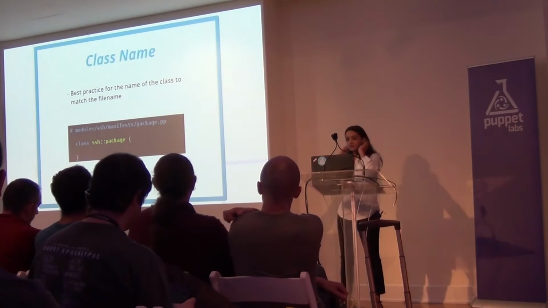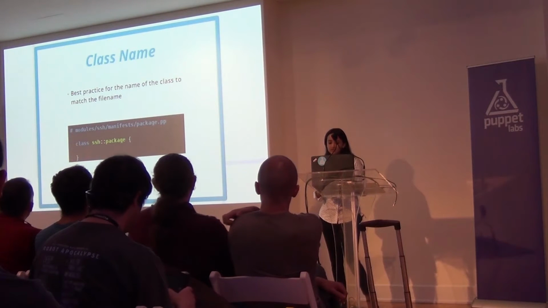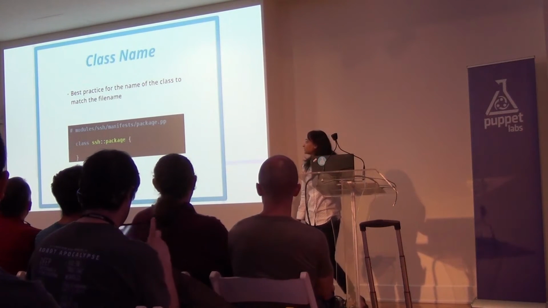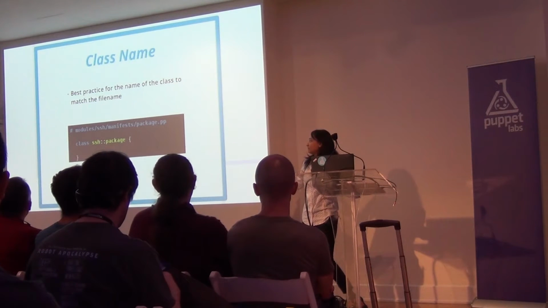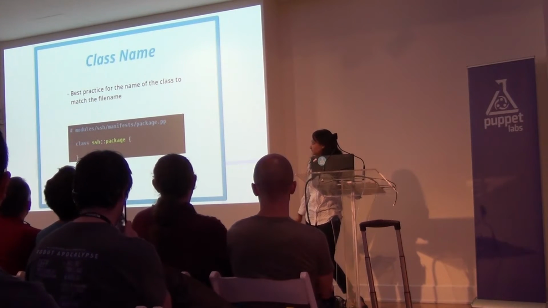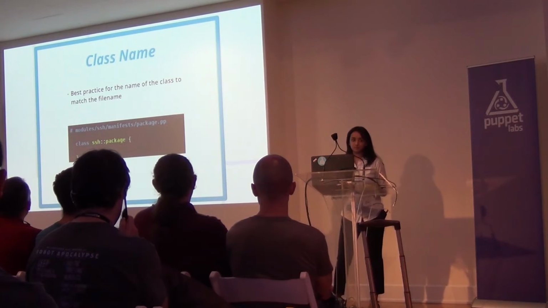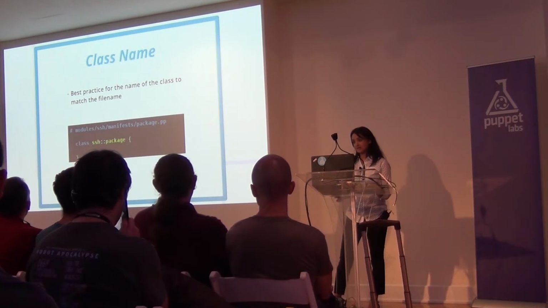So it's often best practice to name your class to match the file name. So take for example the SSH module here. In your manifests directory, you have a file called package.pp. So your class name should obviously be ssh::package. So it's easy for someone reading your module to figure out where a particular class exists.